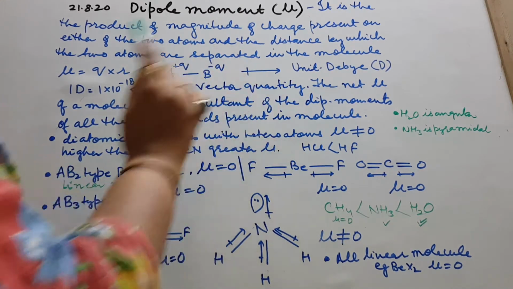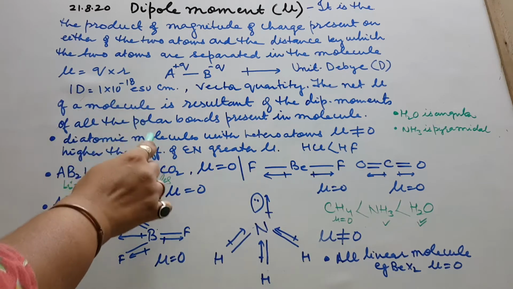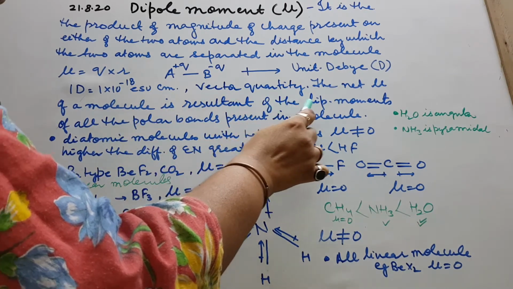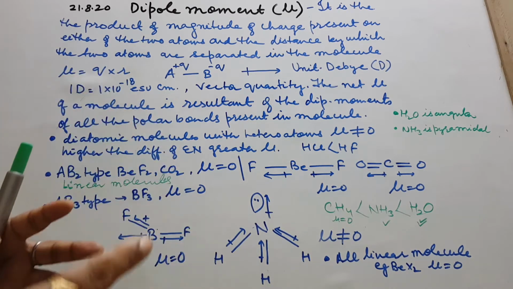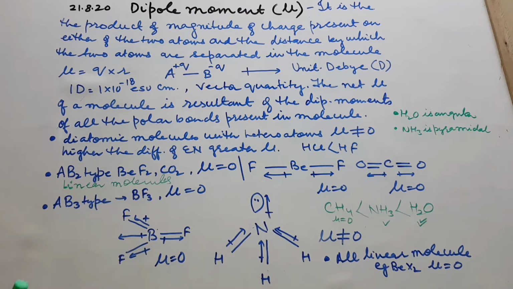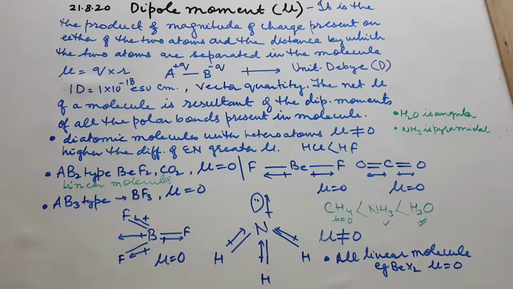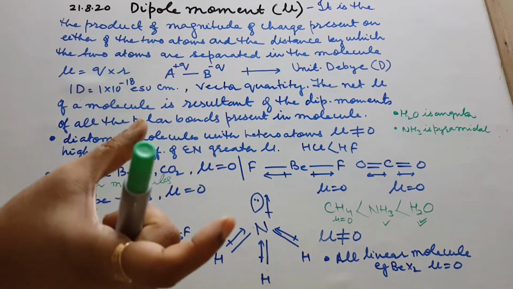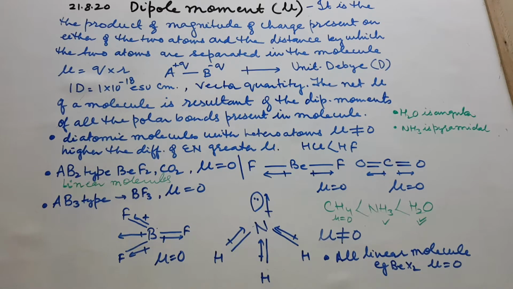Now, it's a vector quantity, children. The net dipole moment of a molecule is the resultant of the dipole moments of all the polar bonds present in the molecule. This being a vector quantity, finally you get the sum of all the vectors. We find out for each and every bond, and then we add up the vectors and find out the value.